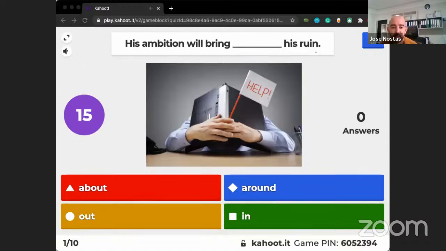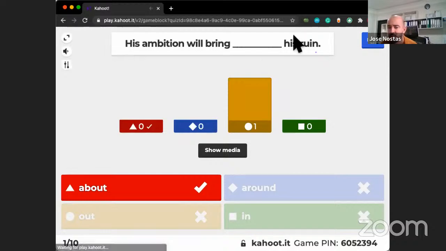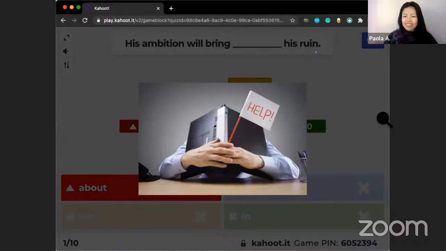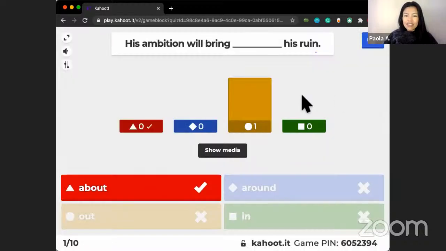His ambition will bring his dream... bring out, or bring about. So this person is obviously working too much. They want money, no? They will bring about his ruin. Things are not going to finish well. They bring about his ruin.